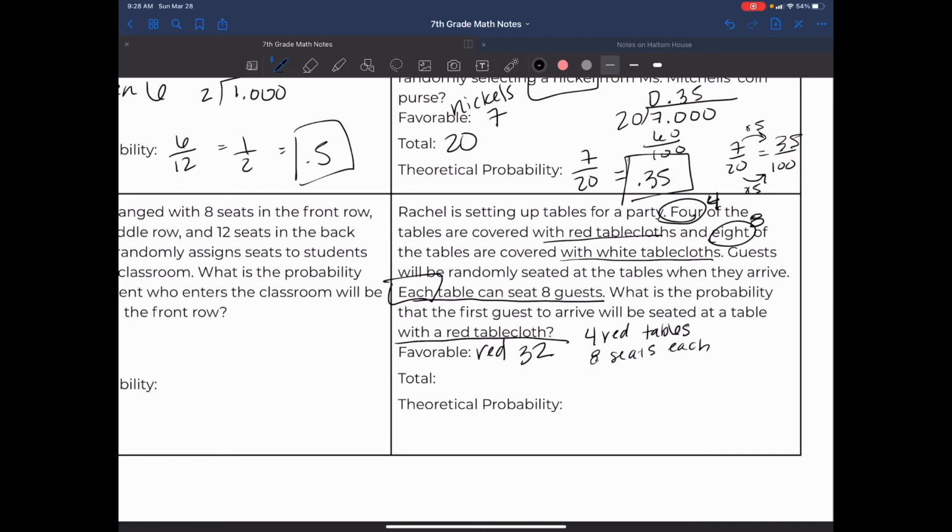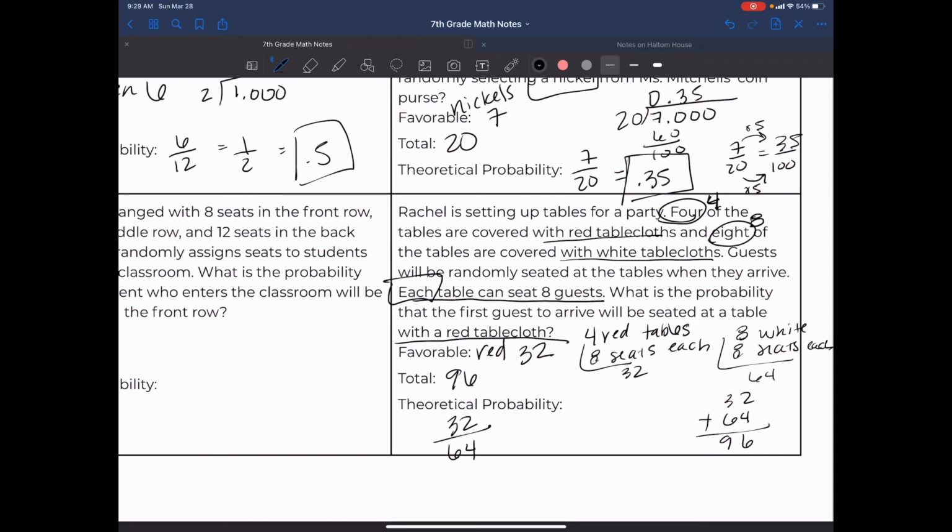There's 8 tables with the white and 8 seats each, which means that there's 64. So I need to add together, that's 64, that's 32. I need to put together 32 and 64, right, to find the total amount of seats we got. We got 96. Total 96. Oh, man, these are kind of big numbers. So theoretically, the theoretical probability is 32 out of 96, which clearly we're not leaving it like this because we have to reduce it.